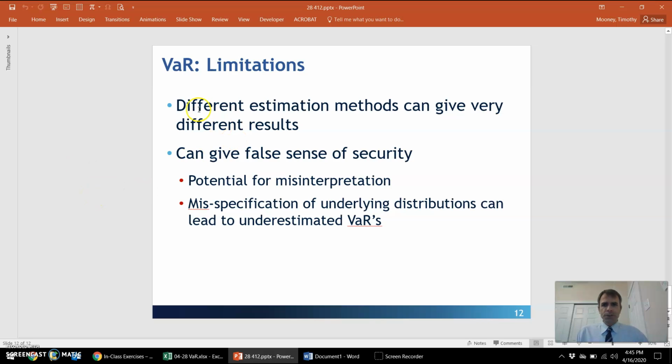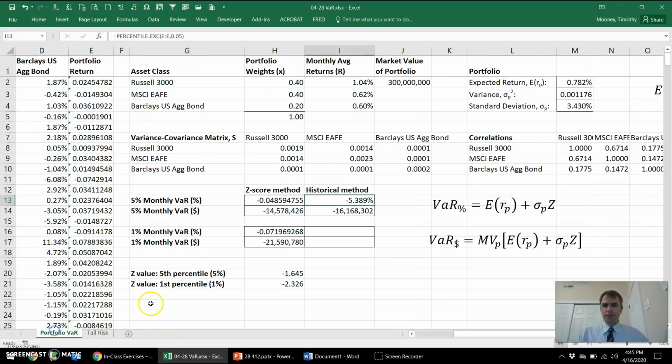We've seen that these two methods that we use give different results. We can also see how it can be misinterpreted if, for example, I go back to this portfolio, right? If I misunderstand this 5% monthly VaR in dollar terms, I think the most my portfolio could lose in a given month is $16.2 million. That's me misunderstanding the maximum loss interpretation, isn't it? Because in reality, I would like to think more of this as a minimum loss interpretation. 5% of the time, the portfolio will lose at least $16.2 million.